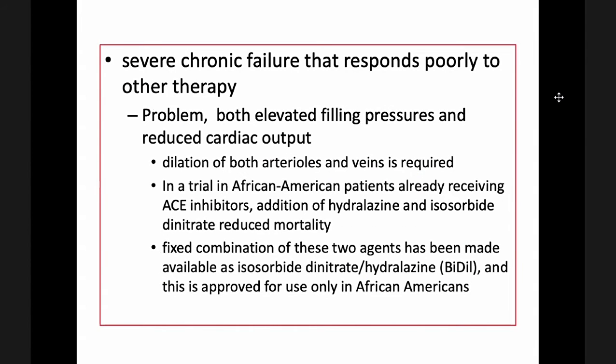So it will increase the forward cardiac output. In severe chronic failure that responds poorly to other therapy, you need to check the filling pressures. So there could be elevated filling pressures and thereby a reduced cardiac output. So you have to dilate both the arterioles and the veins. So balanced dilator. In a clinical trial among African American patients receiving ACE inhibitors, the addition of hydralazine and isosorbide dinitrate reduced mortality. So a fixed combination of these two agents has been made available as isosorbide dinitrate hydralazine, or BiDil. And this is approved for use only in African Americans. But this is not available in the Philippines.